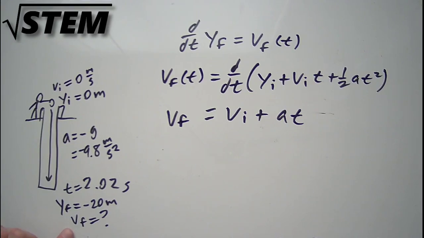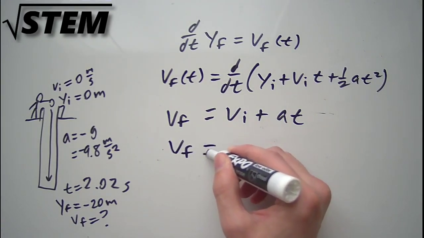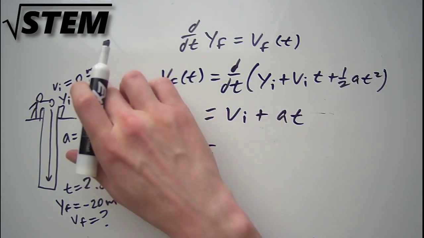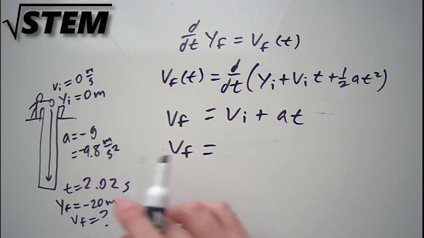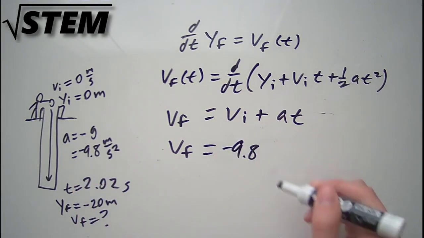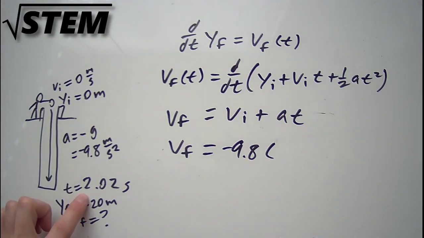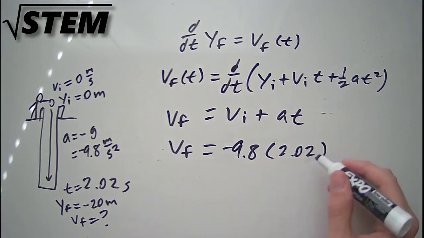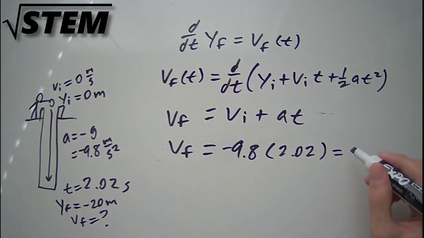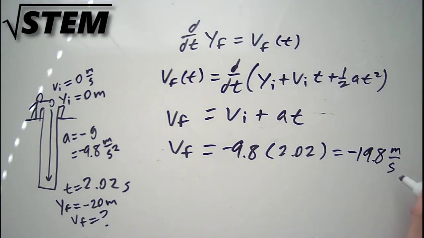So now we can just plug in our numbers and calculate v final. It's going to equal, remember our initial velocity is 0, so then we'll have a, which is minus 9.8, times the amount of time it took to fall down, 2.02 seconds, and that will come out to minus 19.8 meters per second.